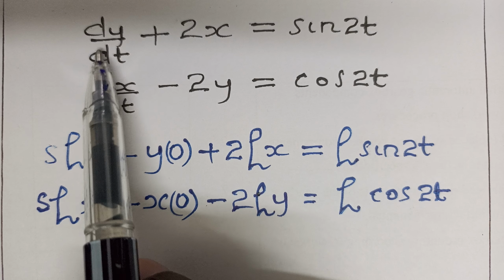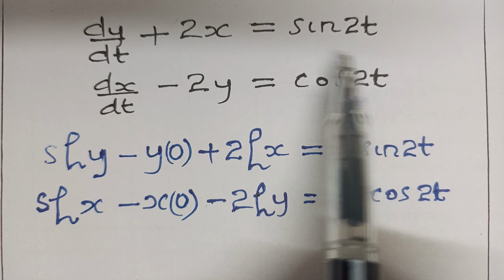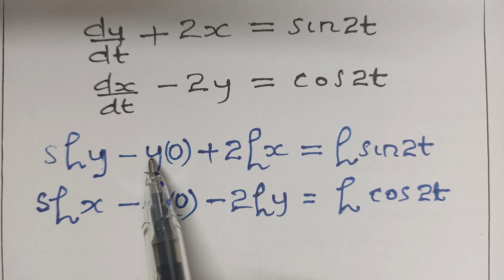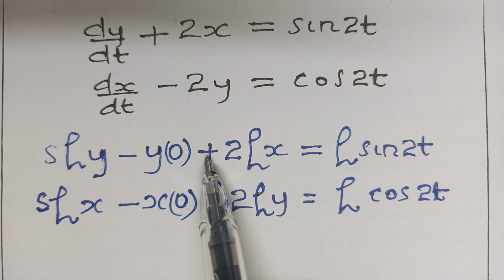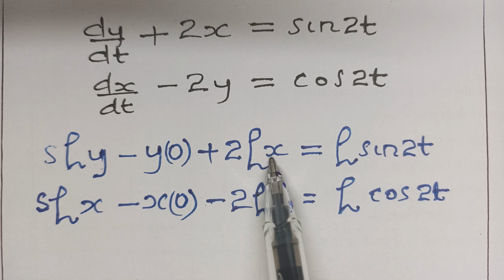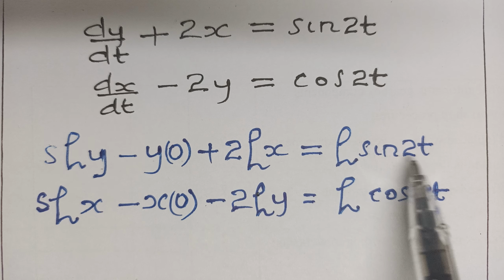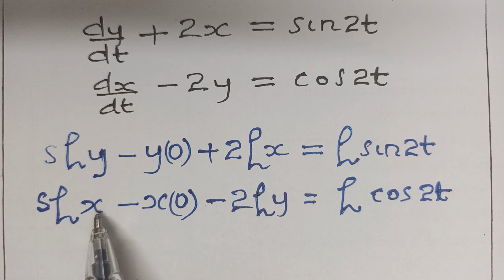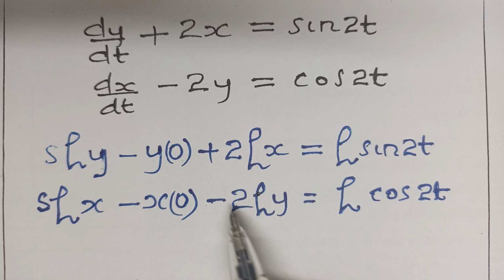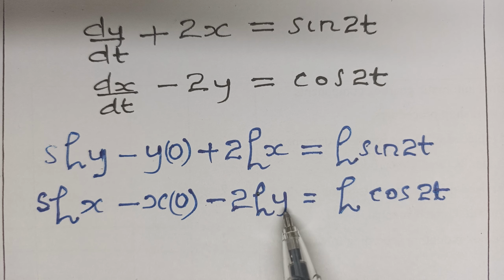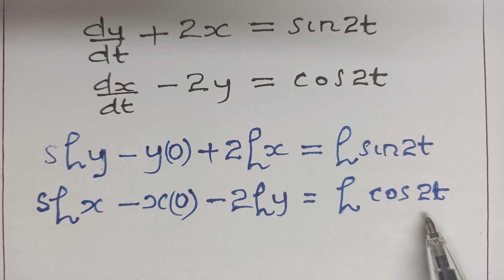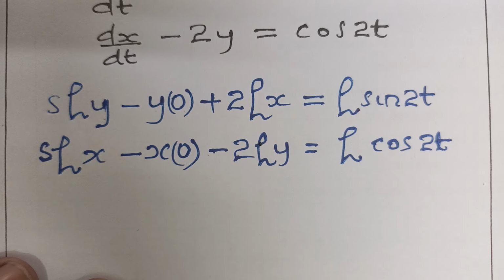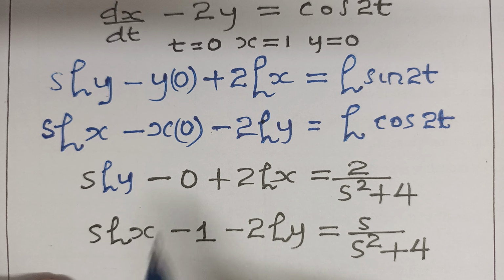The first thing, guys, we write this in terms of Laplace transform. For dy/dt, we have s Laplace transform of y minus y0, and then for 2x we have 2 Laplace transform of x equals Laplace transform of sin 2t. And for this we have s Laplace transform of x minus x0 minus 2 Laplace transform of y equals Laplace transform of cos 2t. So the next stage, this is what we are going to have. So guys, this is what we have.